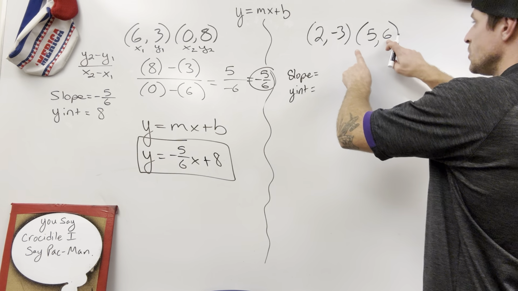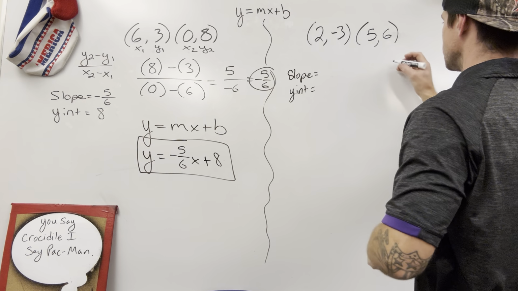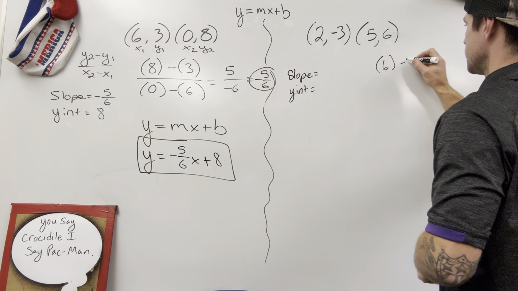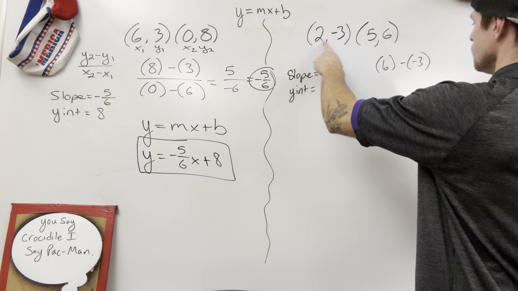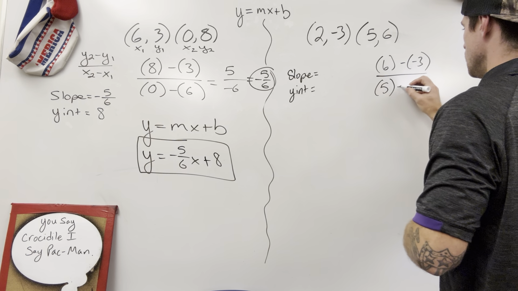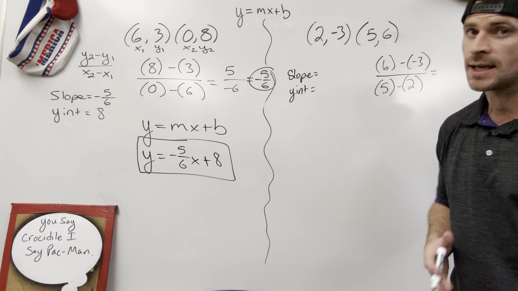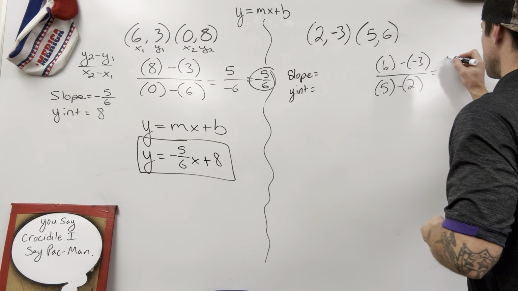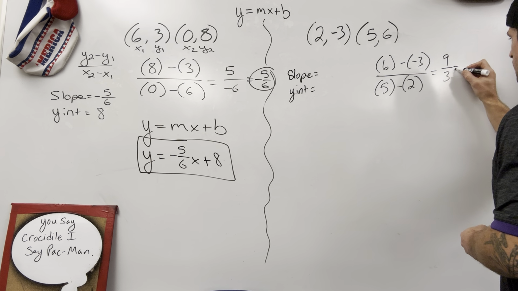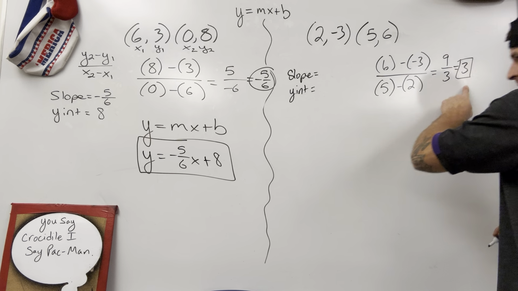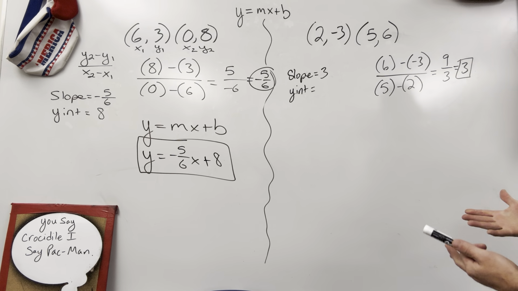So again, I'm going to do y2 minus y1 over x2 minus x1. So that's going to be 6 minus negative 3 over 5 minus 2. I work this out. 6 minus a negative 3. You're subtracting a negative, so you're really just adding. 6 minus negative 3 is 9. 5 minus 2 is going to give me 3. 9 divided by 3 equals 3. Put a box around it. Take that information and write it down for your slope. Okay, so we know the slope is 3.